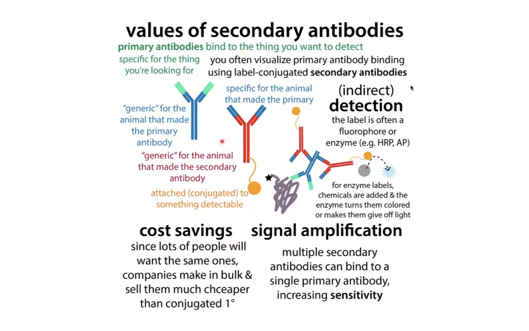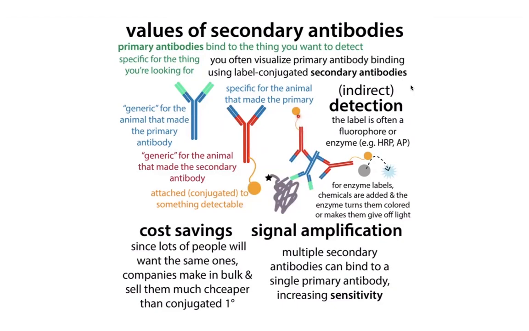But probably more importantly, cost. These antibodies, even if we're using an epitope tag, are still expensive. It would be even more expensive if you had to have each of those antibodies conjugated to something detectable. So instead, because a bunch of people all use mouse antibodies, or rabbit antibodies or goat antibodies, you can get secondary antibodies that are conjugated to something detectable. And because lots of people want those, the companies can sell them a lot cheaper because they can sell more of them. And so you can get these secondary antibodies.